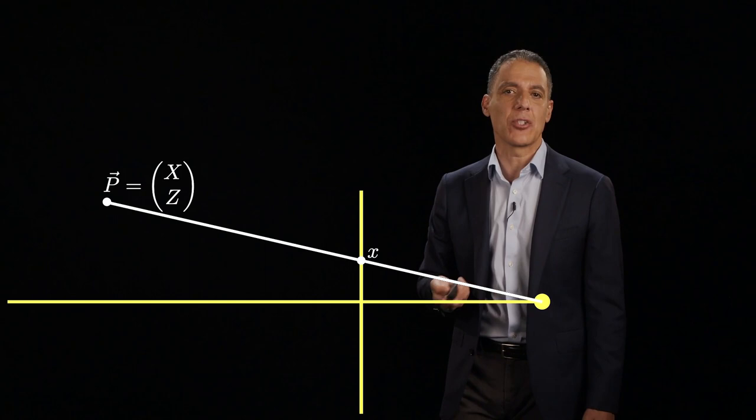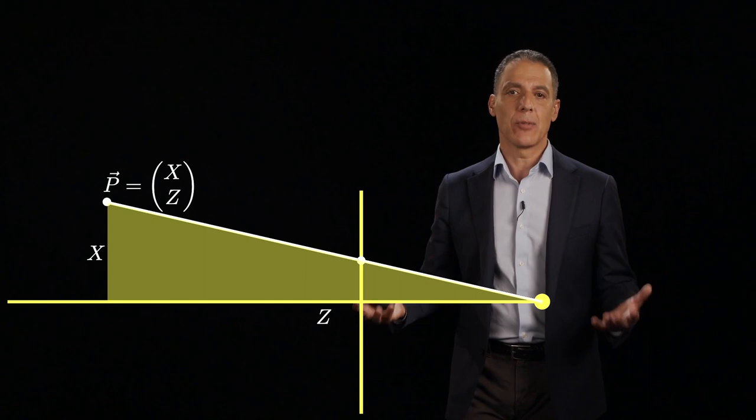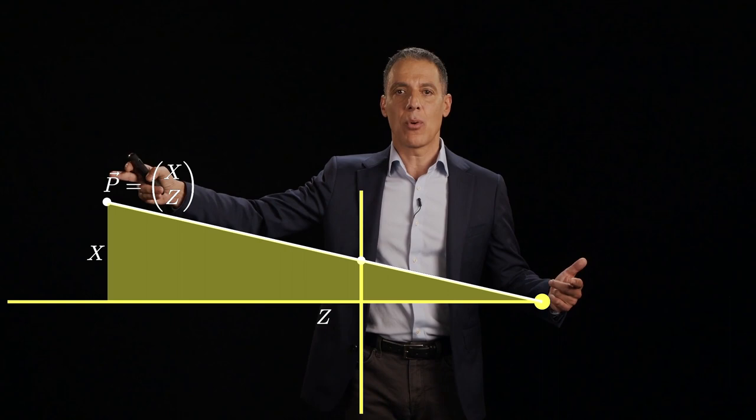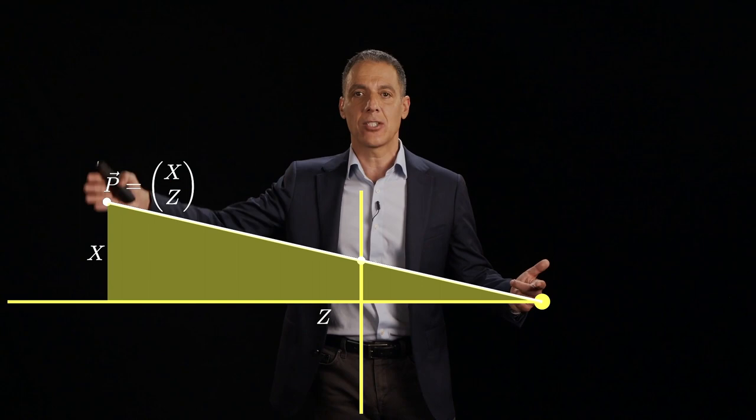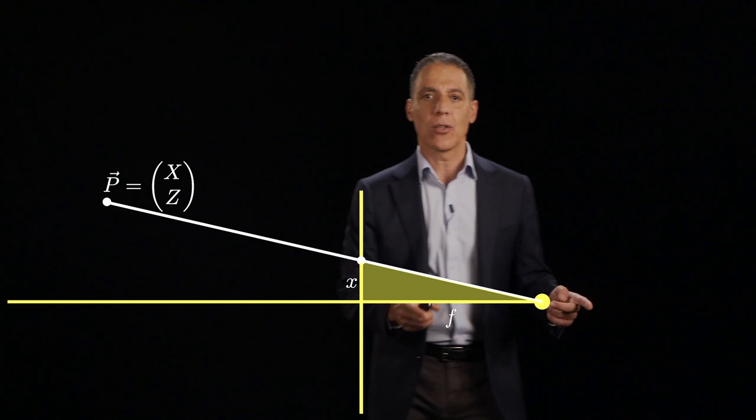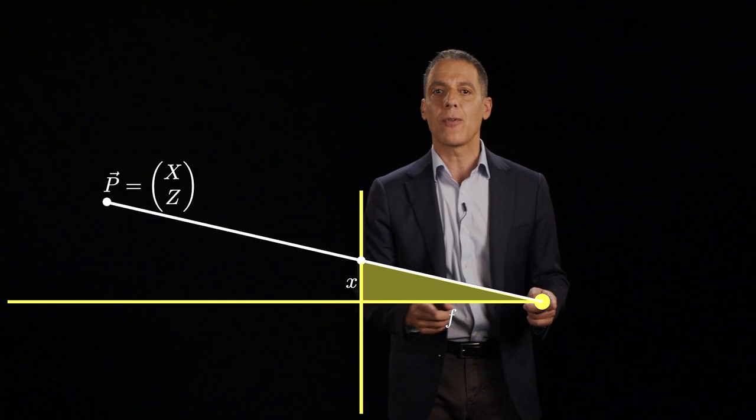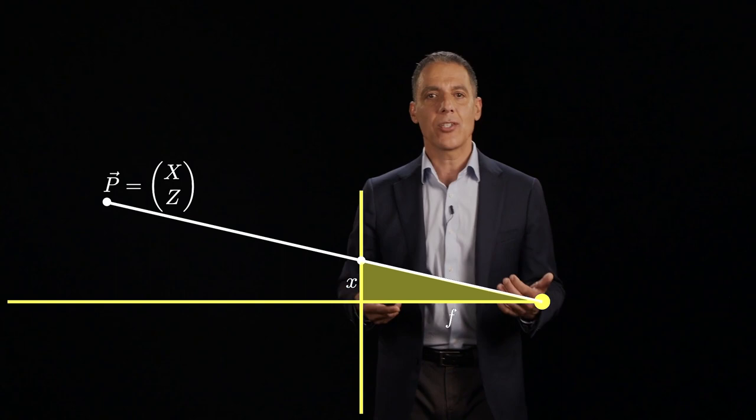All right, triangles are our friend, geometry. So what do I have here? I've got one big triangle that is made up of the aperture, the point in the world, and then the corresponding point on the optical axis. So the triangle has sides capital X and capital Z. I have another triangle, a smaller one right here, little x, and then what is this distance here? Well, that's just the focal length. And so now I have two similar triangles, and now I can play the same game. The ratio of the height to the length should be the same.